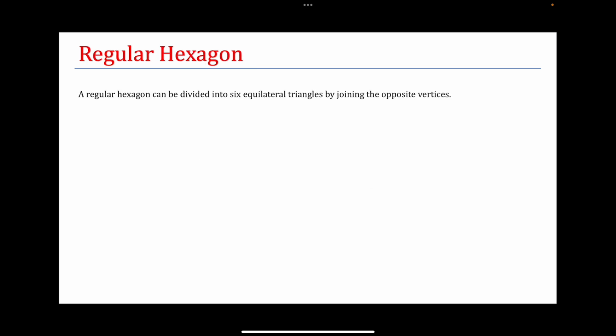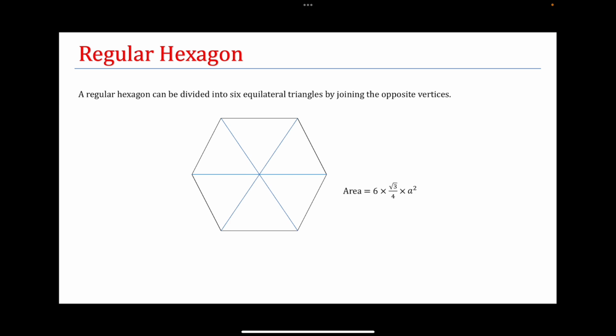Regular hexagon. So regular hexagon is a hexagon with all the 6 equal sides. So it can be divided into 6 equilateral triangles by joining the opposite vertices. So that means by joining the opposite vertices with 3 lines, 6 equilateral triangles are formed. So area of each equilateral triangle is root 3 by 4 A square. So there are 6 equilateral triangles. So therefore area will be equal to 6 times of root 3 by 4 A square.